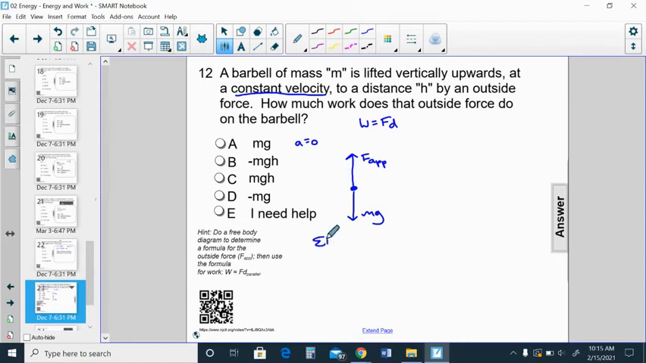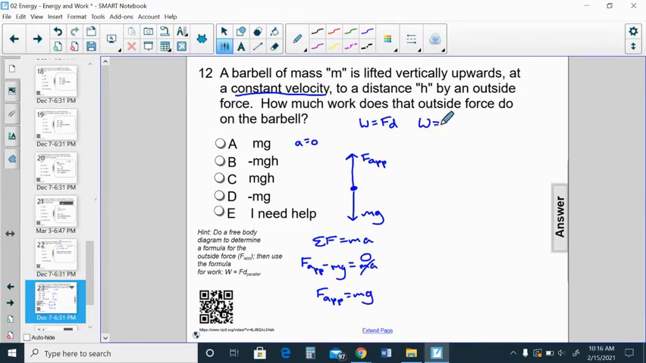Remember, when you go back to the last unit, our F equals ma Newton's second law equation here, we have our applied force minus mg on the left side of the equation is equal to ma. Since acceleration is 0, all of that cancels out, where the product is 0. As a result, force applied equals mg.